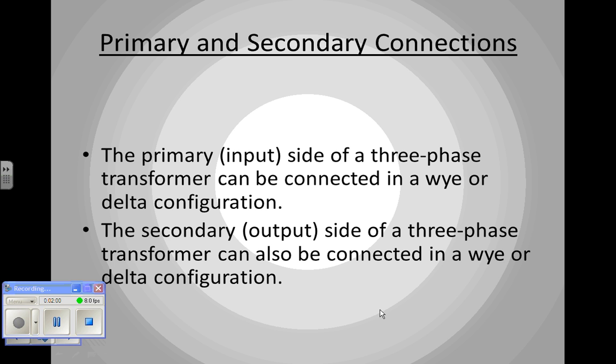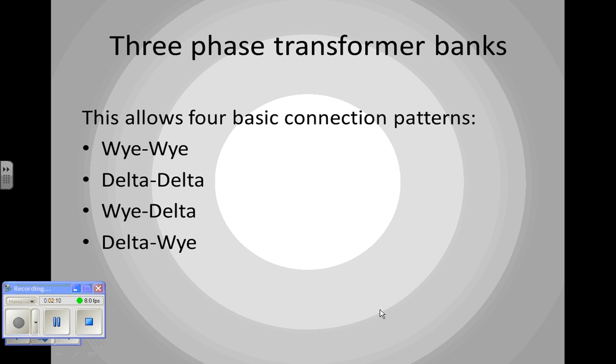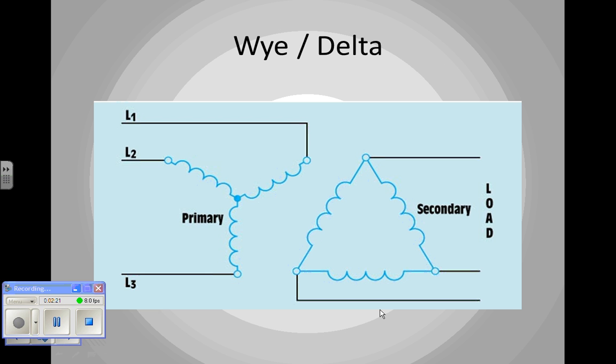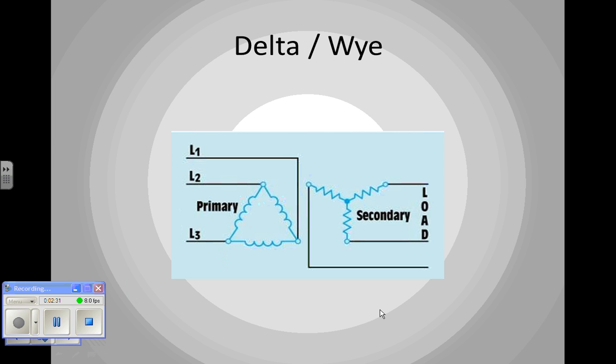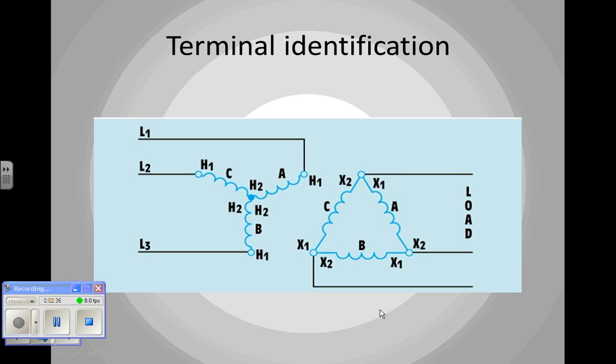We already know that the primary input side of the three-phase transformer can be connected to Y or delta. We've looked at the Y and the delta connections in the past. The secondary can also be connected to Y or delta. So that gives us four choices for the three-phase transformer bank. It can be YY, delta delta, Y delta, and delta Y. Now here we have a primary Y and a secondary delta. Not a big deal. And here we have a delta Y. And we've talked about some of the considerations of those.